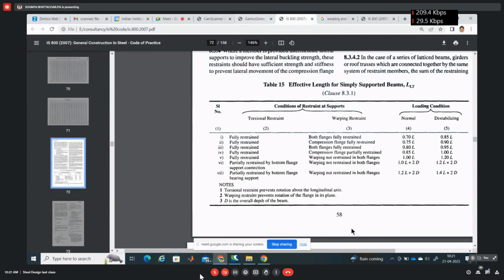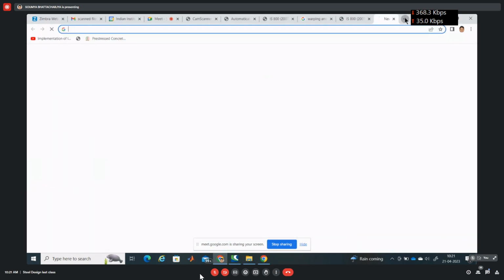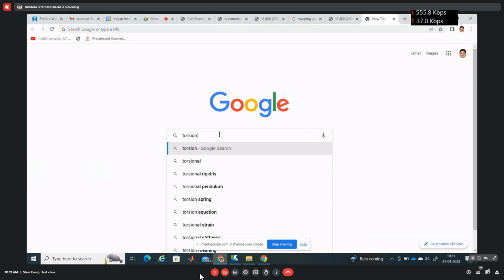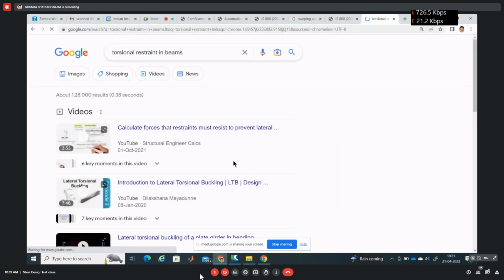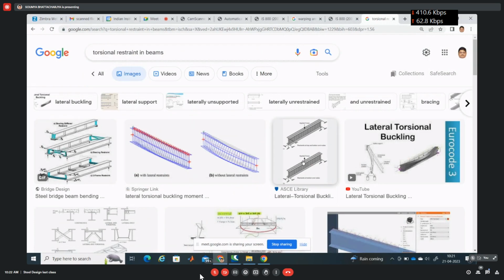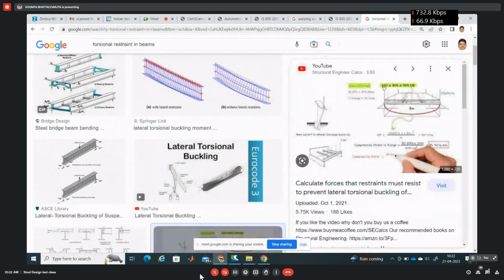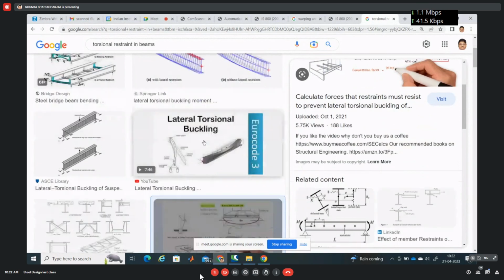What does it mean? If I search on the internet, torsional restraint in beams, you see there are several pictures. Because of the torsion, the section tries to twist. Now at the end, I have to arrest this twisting. How can I do that?